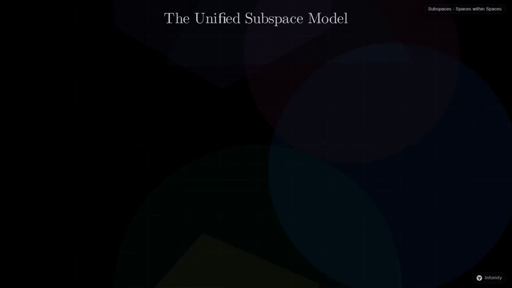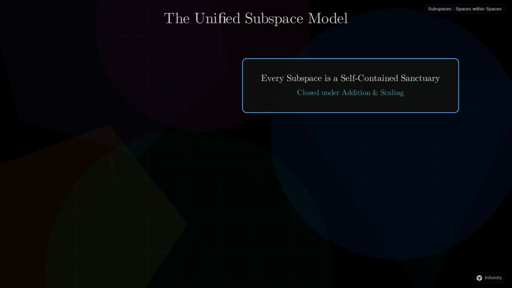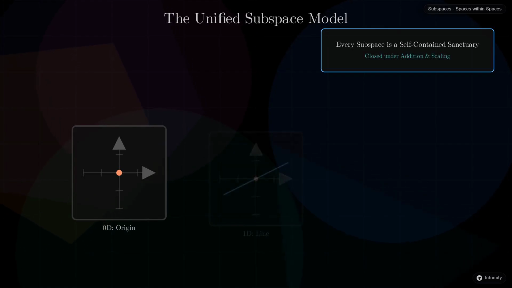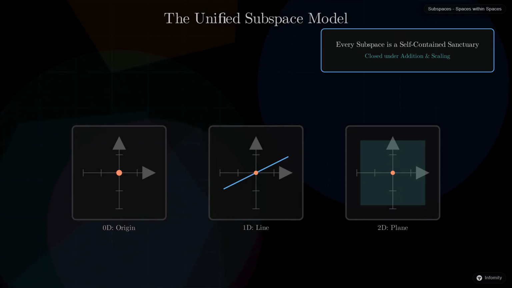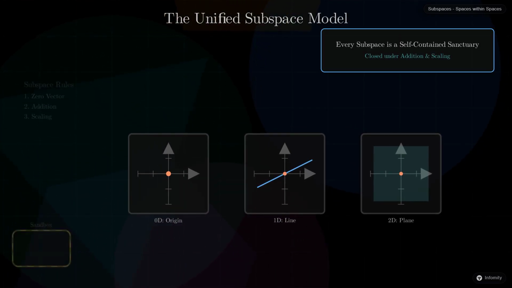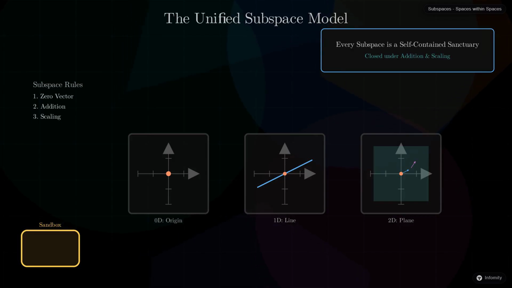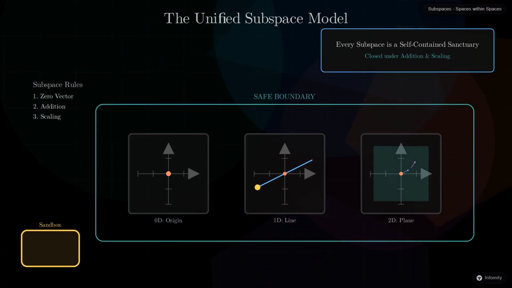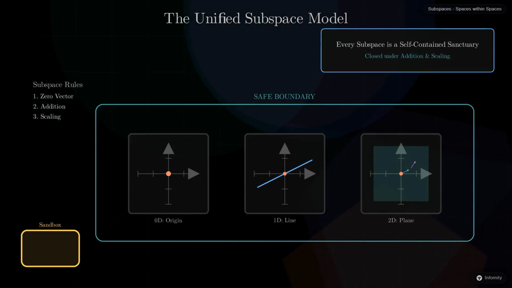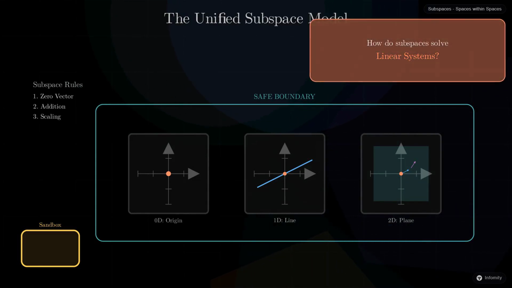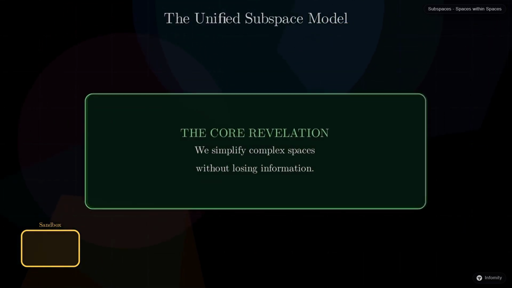Here's the terminal insight where everything we have learned finally connects. Whether we are looking at a single point, a line, or a massive plane, a subspace is a self-contained sanctuary. Remember our fence sandbox? Every operation of addition or scaling is just a movement inside that fence. So, by forcing our calculations to stay inside these boundaries, we can navigate infinite dimensions safely. Yet, how do we use these self-contained worlds to solve actual systems of linear equations? Simply put, we have unlocked the secret to simplifying complex spaces without losing any information.